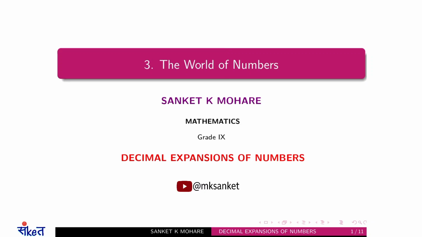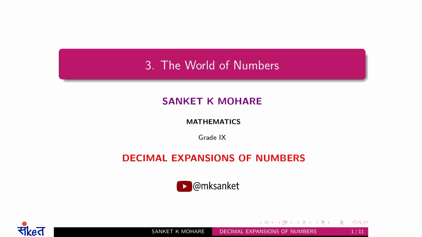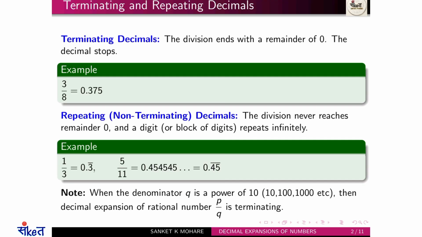Chapter 3, The World of Numbers. Today we will learn decimal expansions of numbers. Basically, the numbers that we are going to discuss are rational numbers and irrational numbers. We know that decimal expansion means when we divide numerator by denominator, we get a decimal expansion. Accordingly, we are going to discuss the nature of decimal expansion of rational numbers and of irrational numbers. So let's start with terminating and repeating decimals.